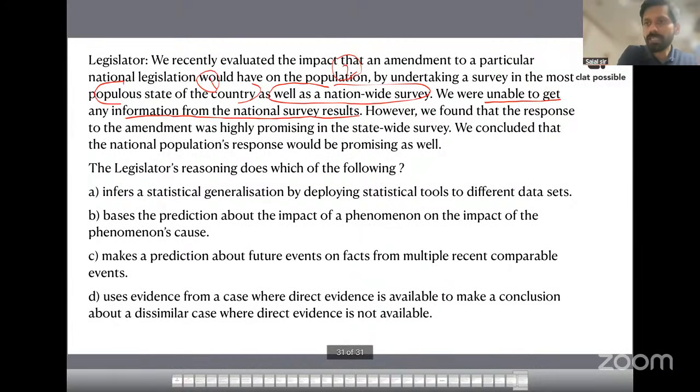So if you look at this conclusion, the last line, the conclusion on the national population is not supported by good evidence. They're just overgeneralizing, right?